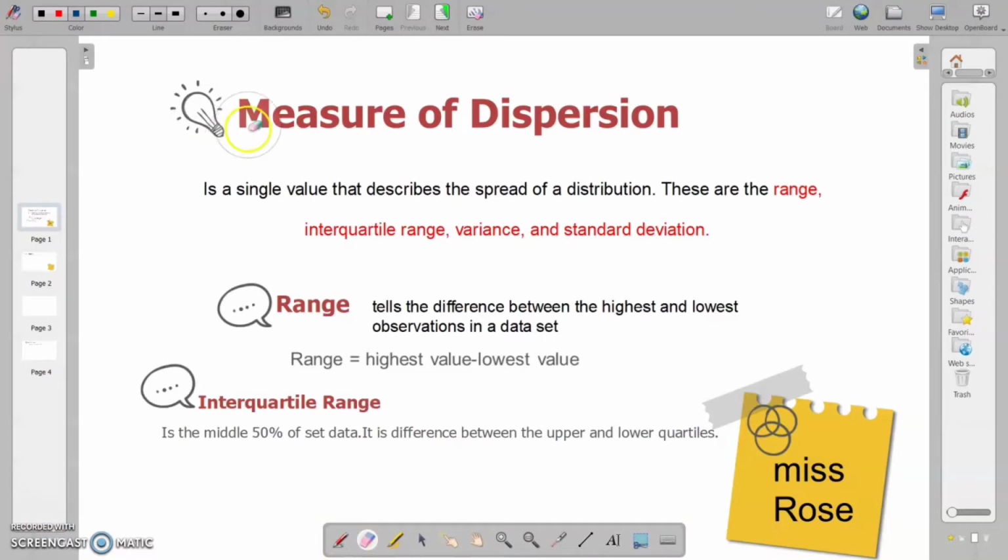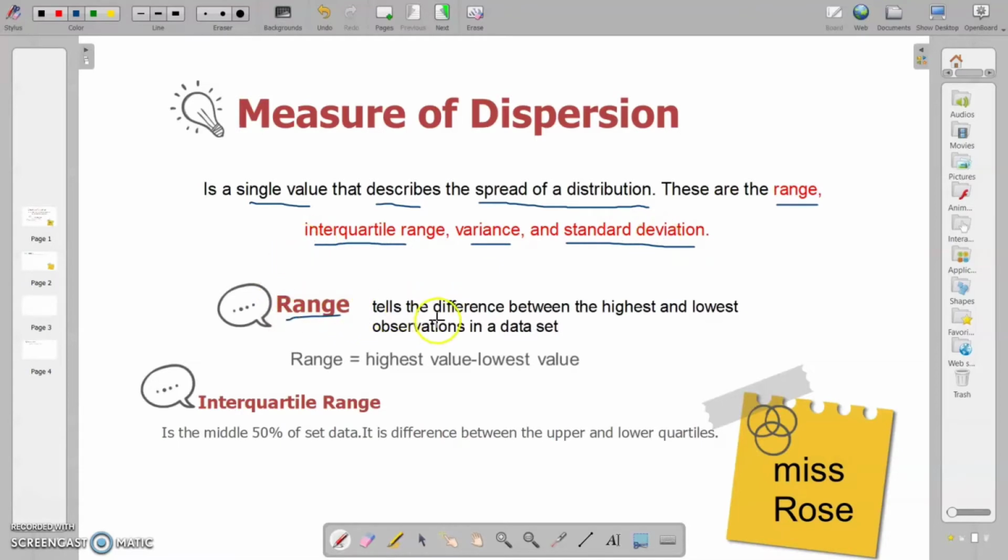Our topic for today is measures of dispersion, part of statistics and data. A measure of dispersion is a single value that describes the spread of a distribution. These are the range, interquartile range, the variance, and standard deviation.